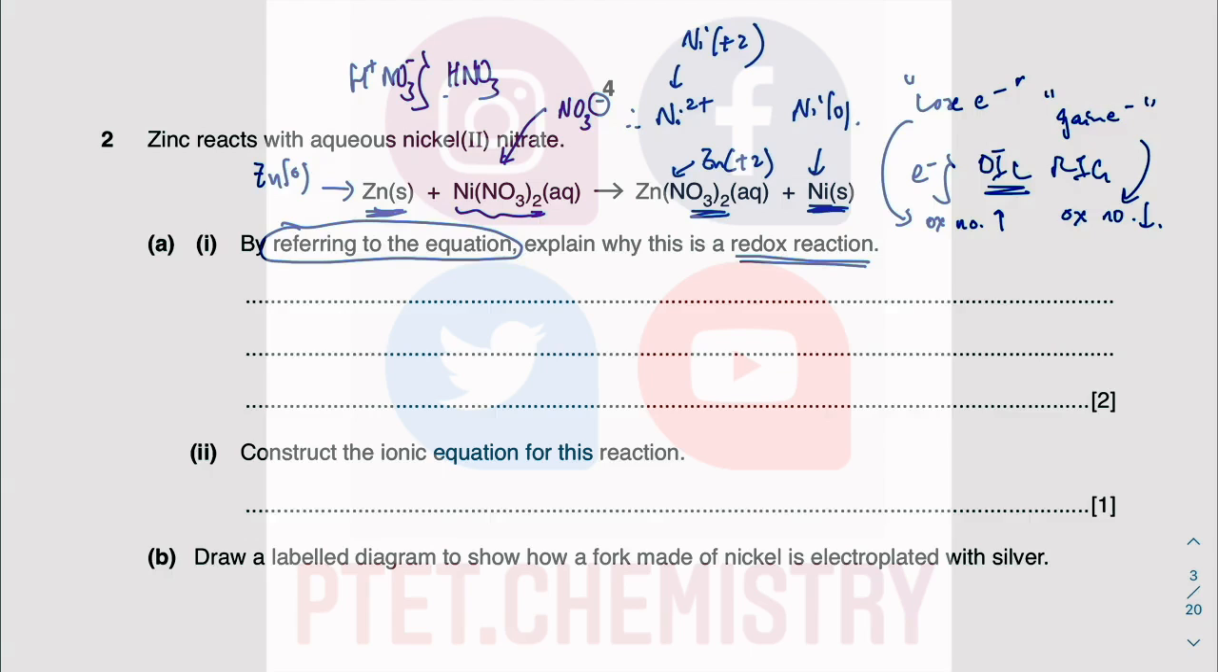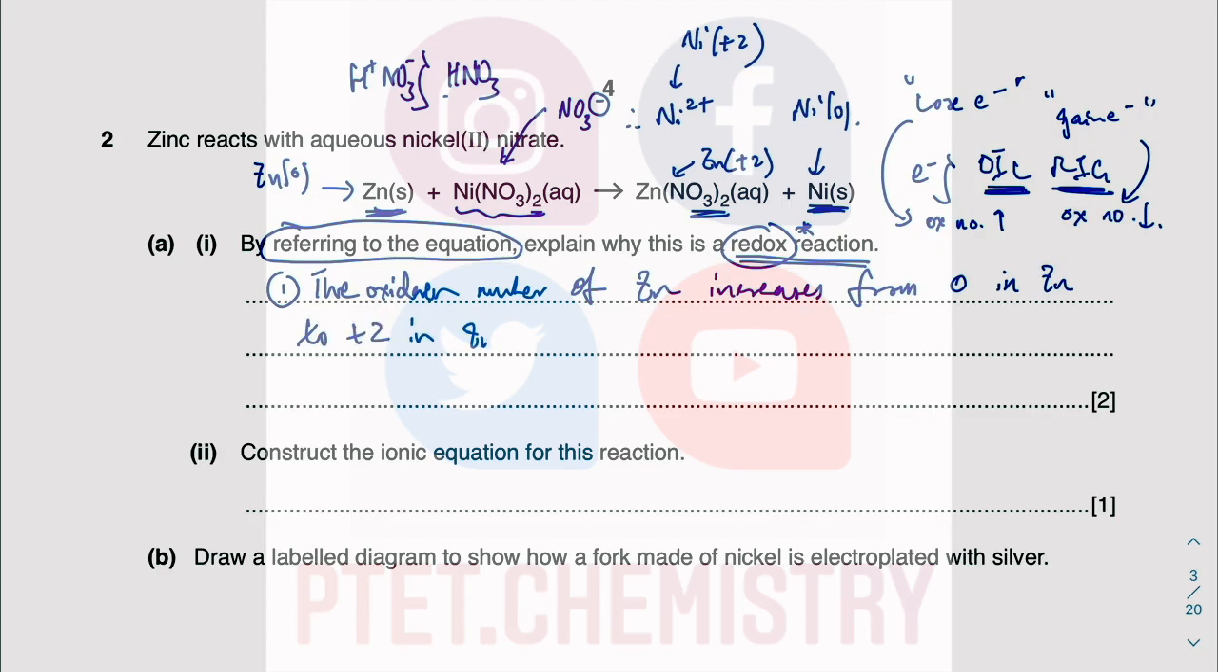So they want to know why this is redox. They don't want just oxidation, they don't want just reduction, they want why it is redox, so you have to refer to both. I'm going to use oxidation number first, and then I'll show you the one using electrons. The oxidation number of zinc, so we're looking at the zinc atom because oxidation number is for an atom, increases from, and you always have to specify, 0 in zinc to plus 2 in Zn(NO3)2. This is oxidation.